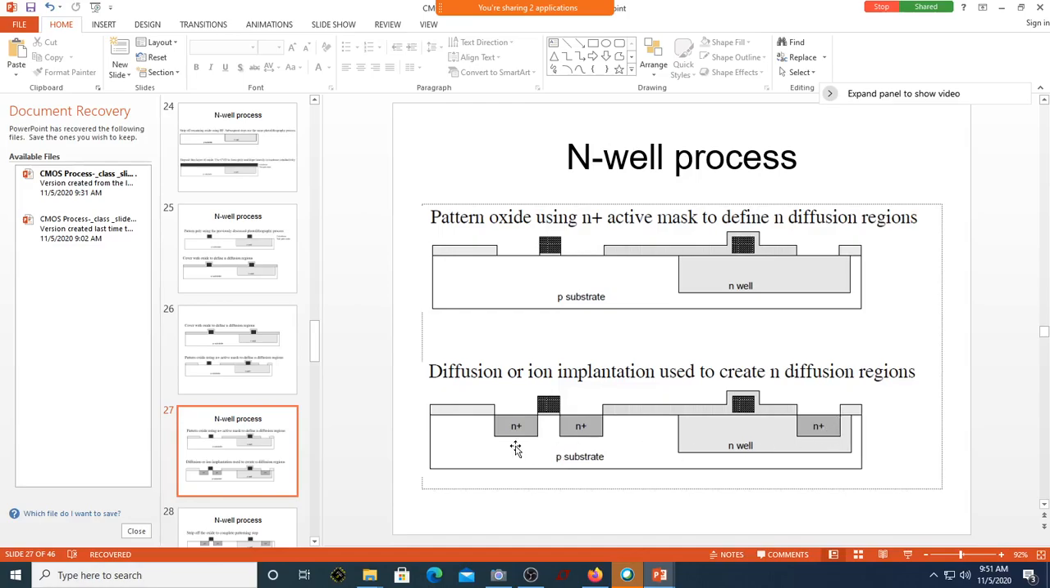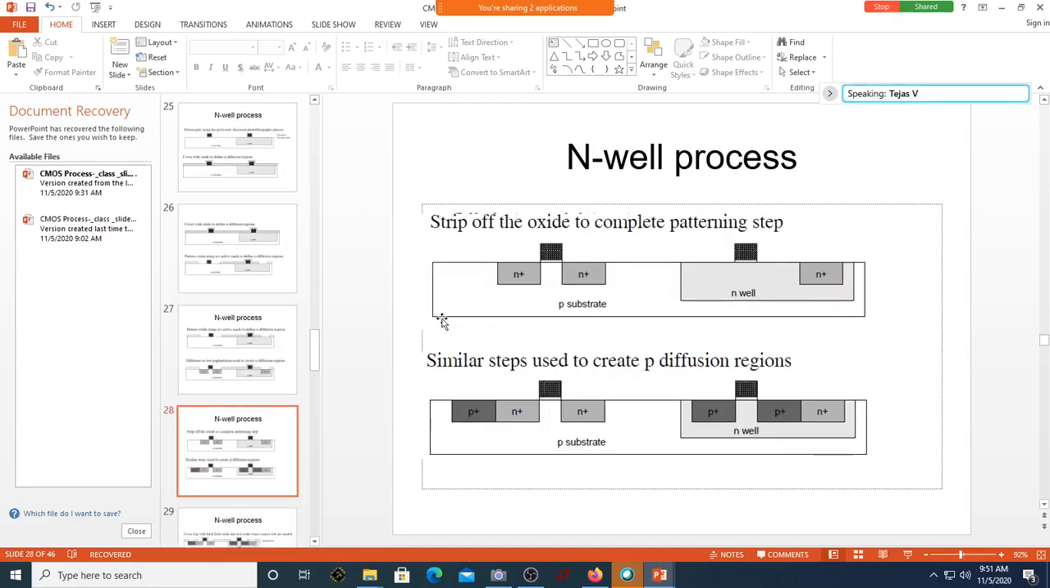Can you see three N plus diffusions have been done in a single shot? Yes, sir. So this is N plus, this is source or drain, this is drain or source, this is the bulk of the PMOS transistor. Correct? Next, can you see this entire thing is removed here? Can you see the next process?